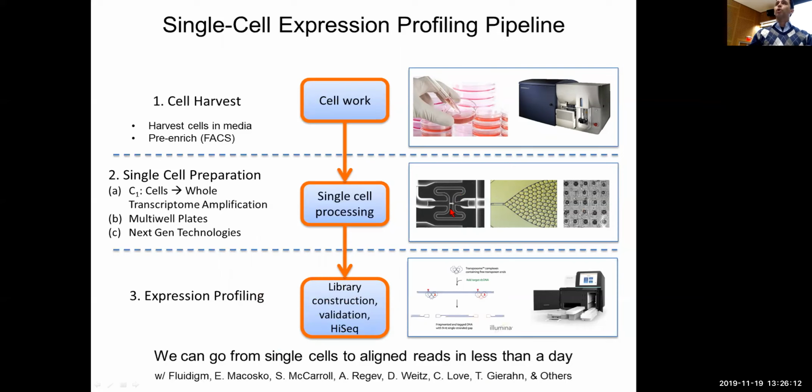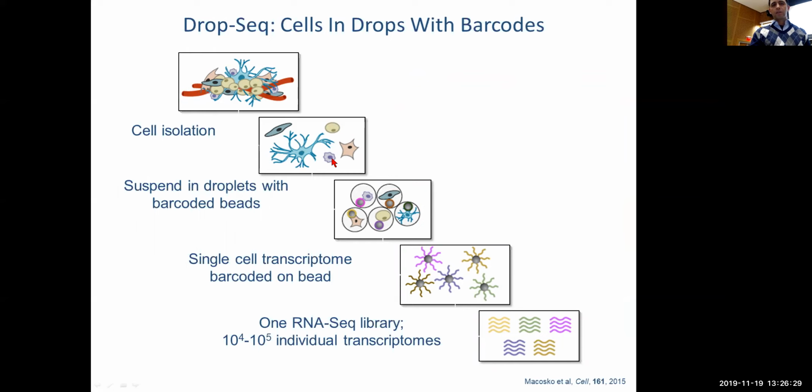So what DropSeq does, and that's sort of these droplet approaches, is that you isolate the cells, you suspend the cells inside droplets with barcoded beads, and then every single droplet gets one bead with a lot of barcodes. So you end up with the same barcode for all of the RNA molecules inside the same well, and then you basically sequence the rest, and the barcodes tell you what cell they came from.